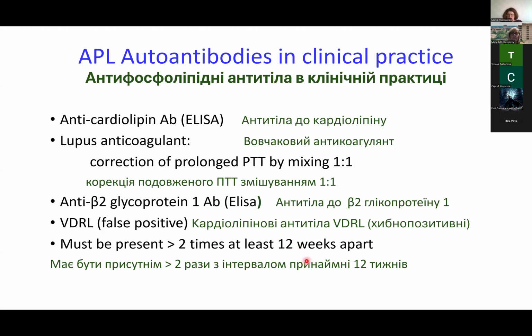So this requirement for 12 weeks apart, I would say can be a little bit loose if the patient, especially if they have a lupus anticoagulant, is having any of those other clinical manifestations. And sometimes people will present with catastrophic antiphospholipid syndrome, which we'll talk about in a few minutes, and that may be their very first event. They still have antiphospholipid syndrome, even though you don't have a chance to get a 12-week follow-up test.